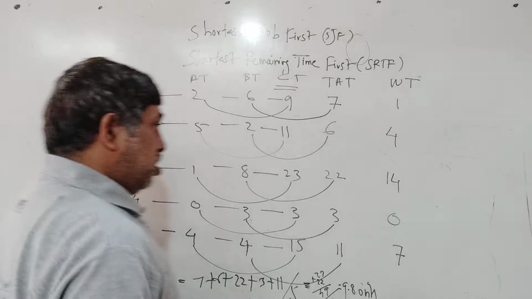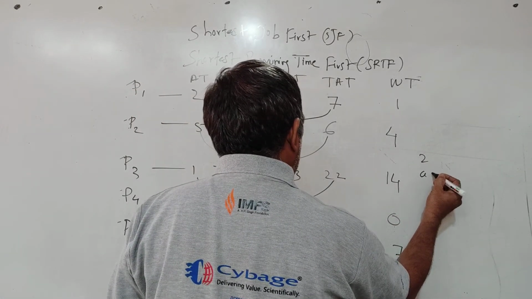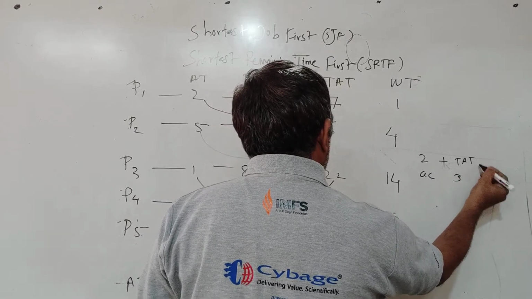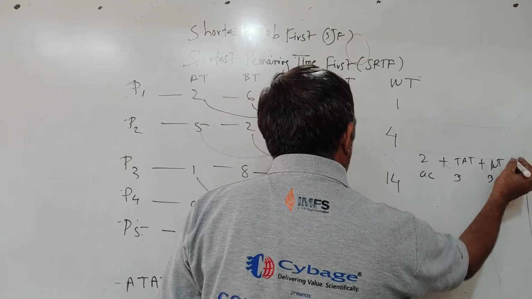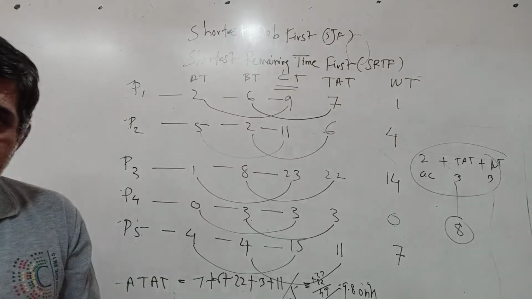So 2 marks for Gantt chart plus 3 marks for turnaround time calculation plus 3 marks for waiting time calculation, and that is how finally you end up scoring 8 marks.